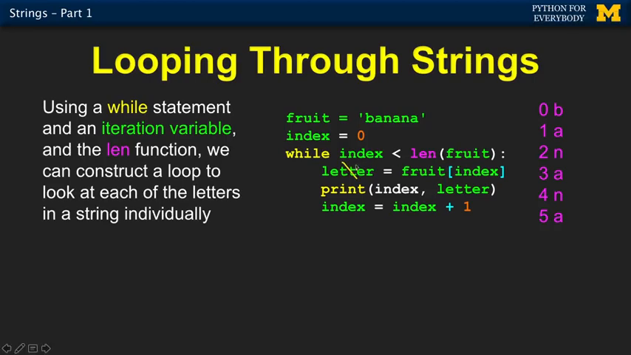So if I just said x, it looks up the letter at position 0, puts that letter into the variable x, and then we print out the variable x. Sometimes it's mnemonic, but there you go. So this is going to run 6 times, 0, 1, 2, 3, 4, 5, and each time it's going to print out the index and the letter that happens to be in that string at the index. So now we've got a loop that goes through each of the letters in a string.